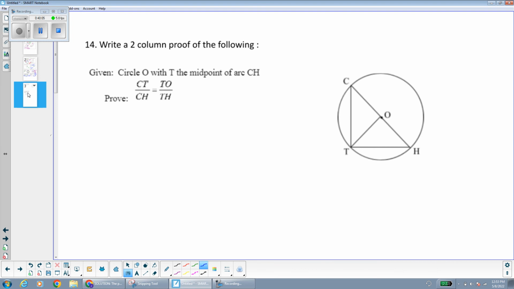Okay. Is this the last one? Nope, we got two more.